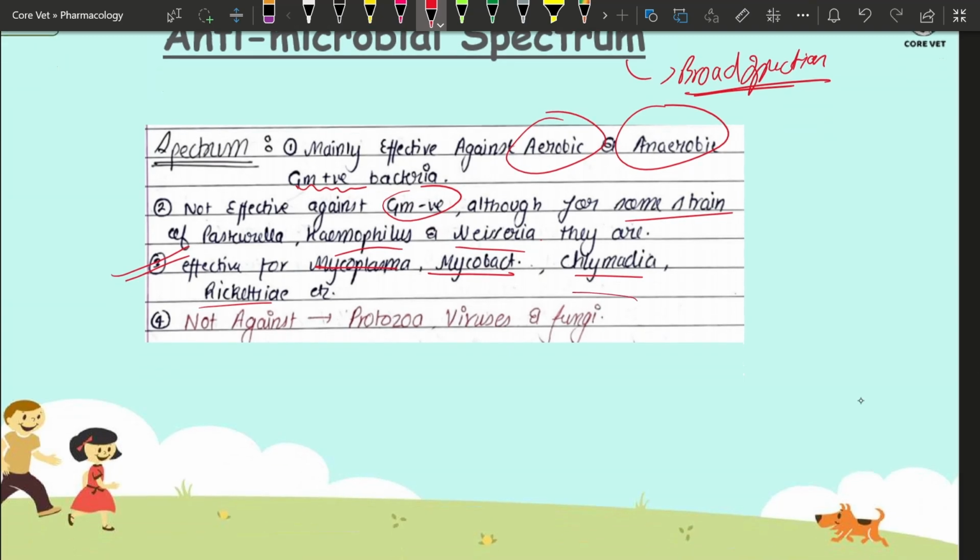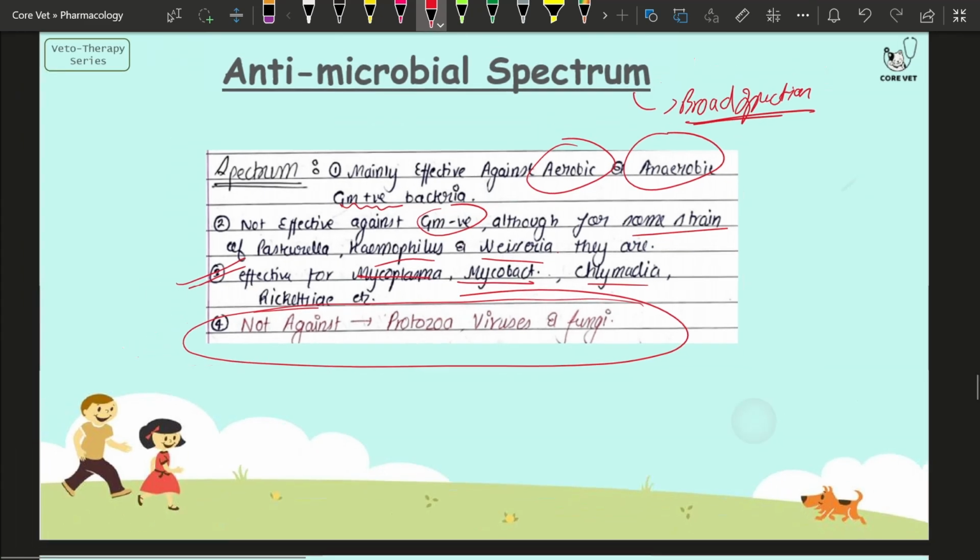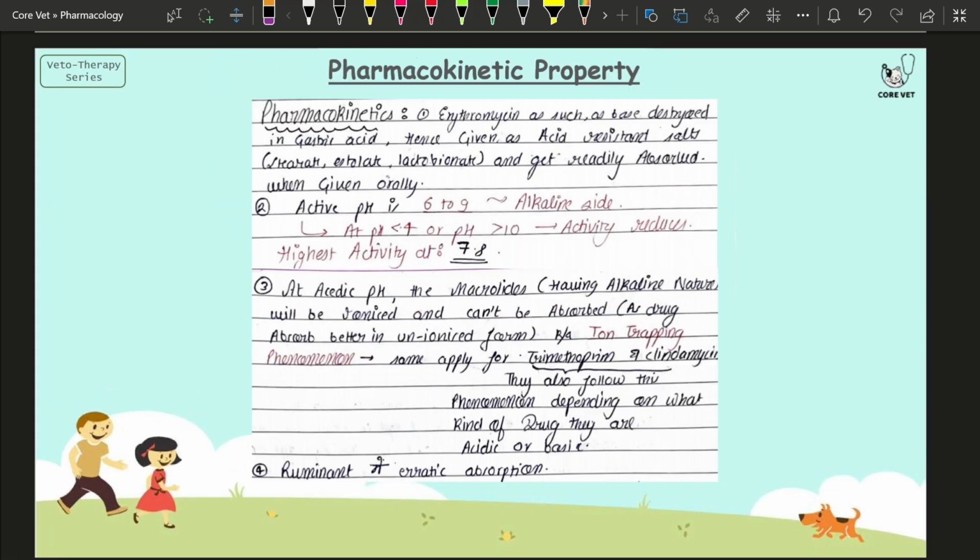But it is also not effective against protozoa, virus and fungi, similar to chloramphenicol. So chloramphenicol was also not active against the protozoa, viruses and the fungi, right? Now if we talk about the pharmacokinetic properties of the macrolides, right?